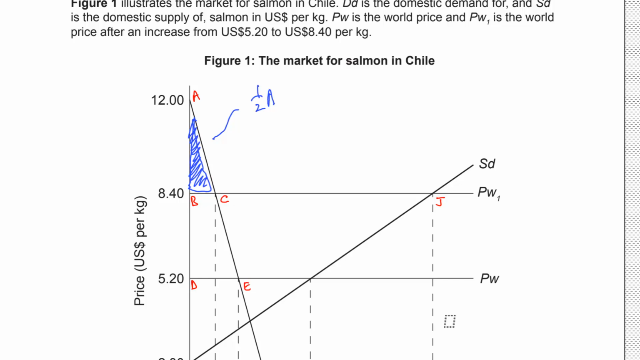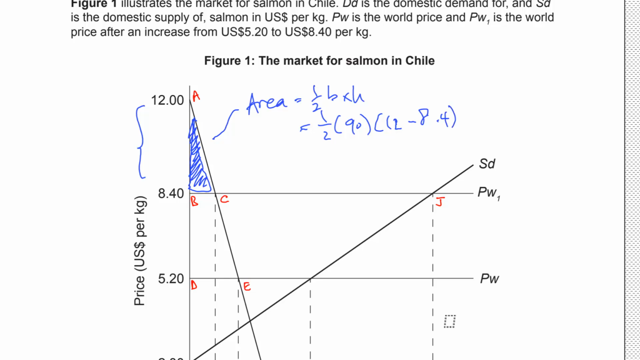So to get the area, it's going to be half base times height. And the base of this triangle is 90. And the height is going to be, you've got 12 minus $8.40. That is, what is that? Like 360, I think? Whatever. So let's go 12 minus $8.40. Right, so that's the height.